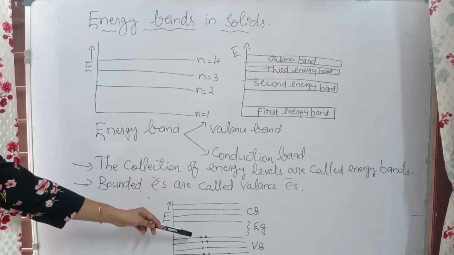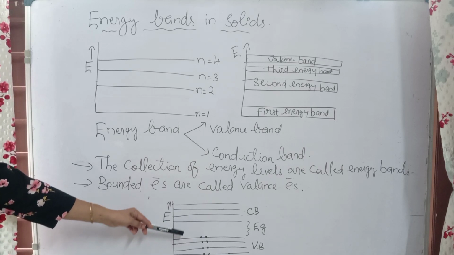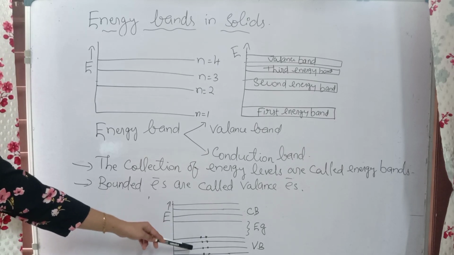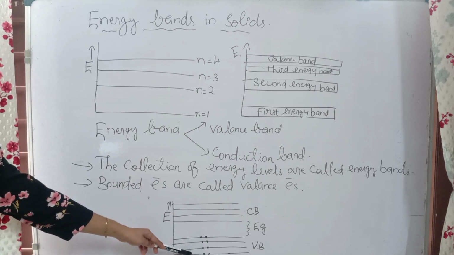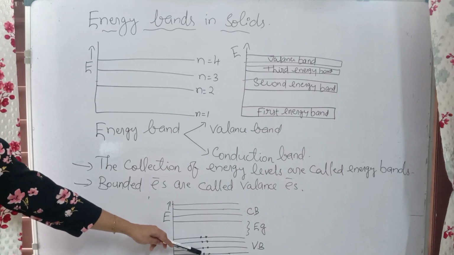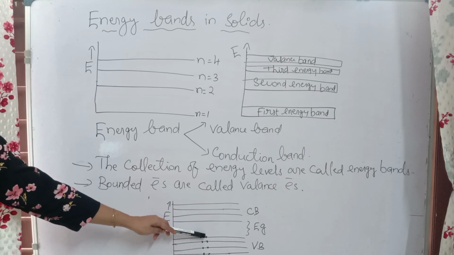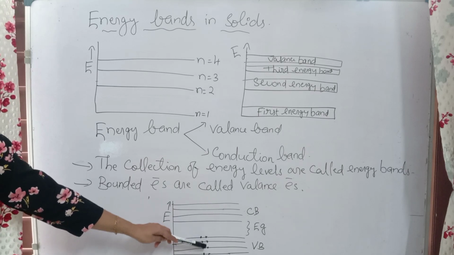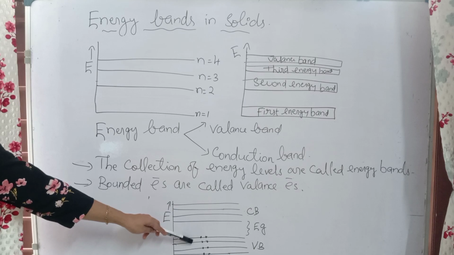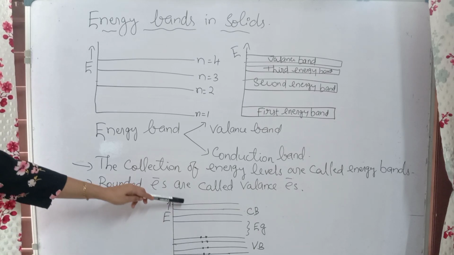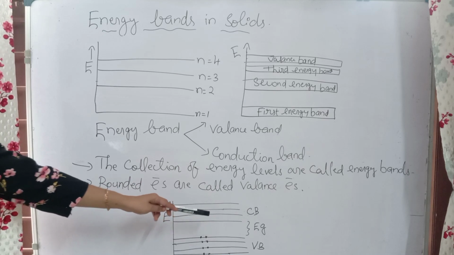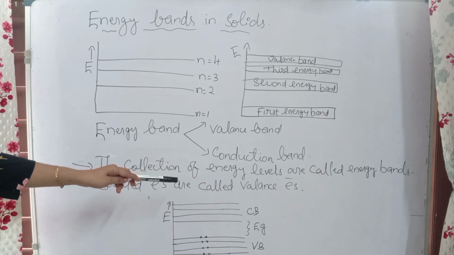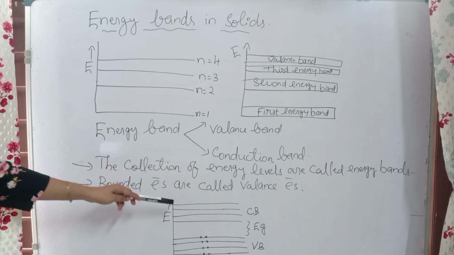So here we can see that this valence band will be filled with electrons. Each level will have two electrons, right? Here two dots are there, that means the valence band is completely filled. And in between these two bands, the valence band and the conduction band, there is an energy gap. Okay, so that is called the energy band gap, EG.